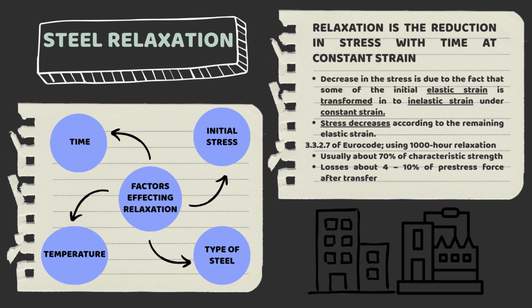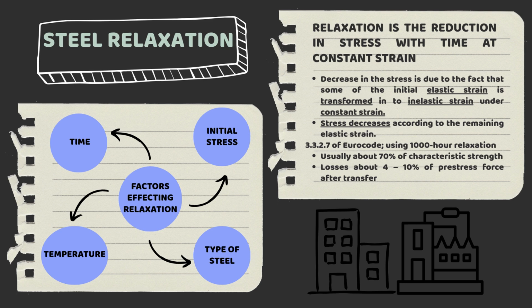The last prestress loss from the time dependent losses is steel relaxation. So, what is steel relaxation? Steel relaxation is the reduction in stress with time at constant strain. This decrease in stress is due to the fact that some of the initial elastic strain is transformed into inelastic strain under constant strain. So the stress decreases according to the remaining elastic strain.